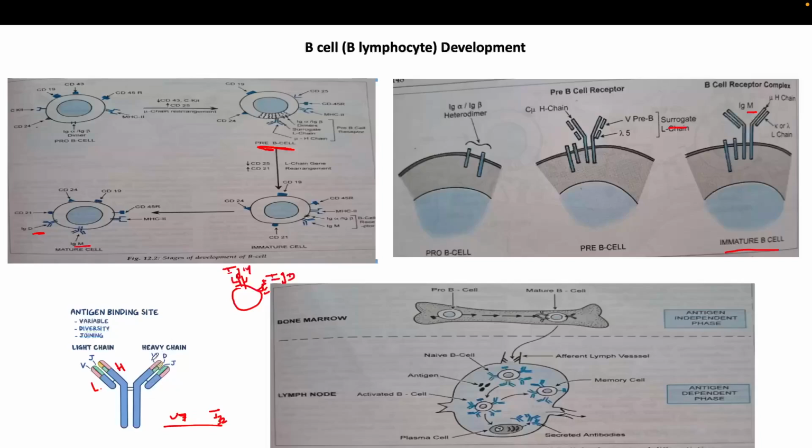In the case of the heavy chain there are three types of combination, V, D, J, and in the case of the light chain it is V and J only. Okay, two types of combination are there.